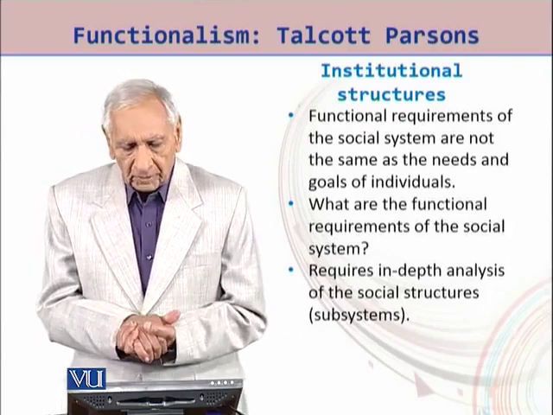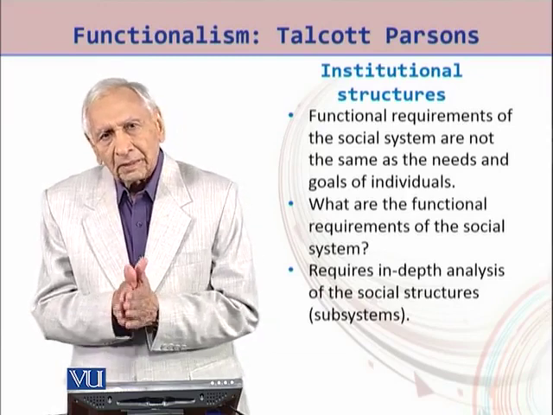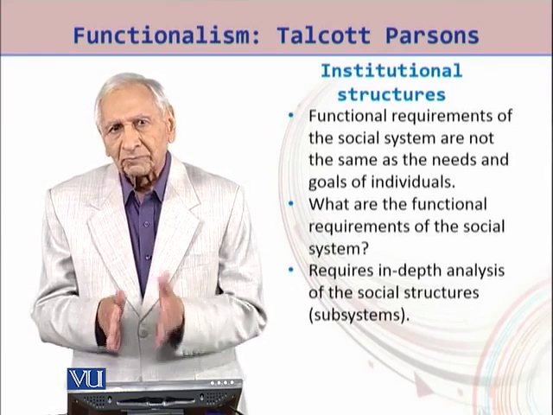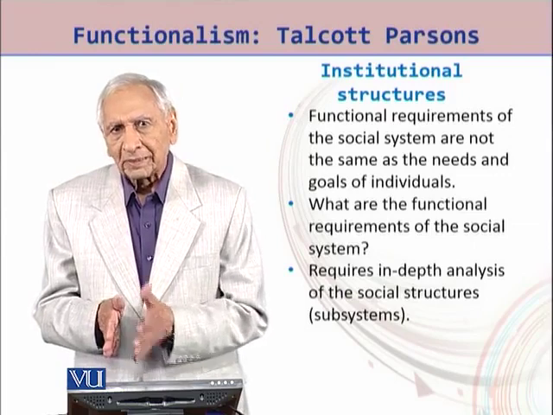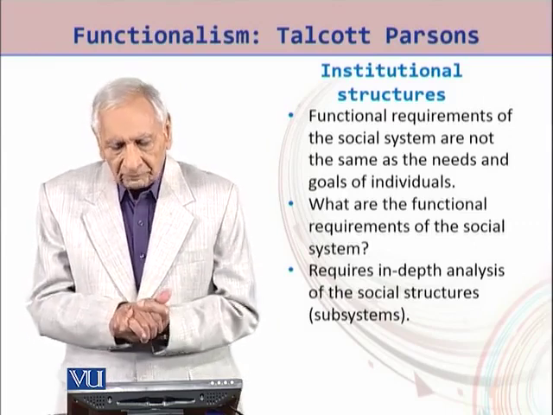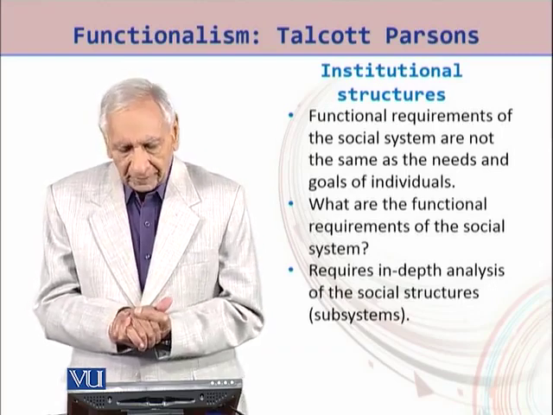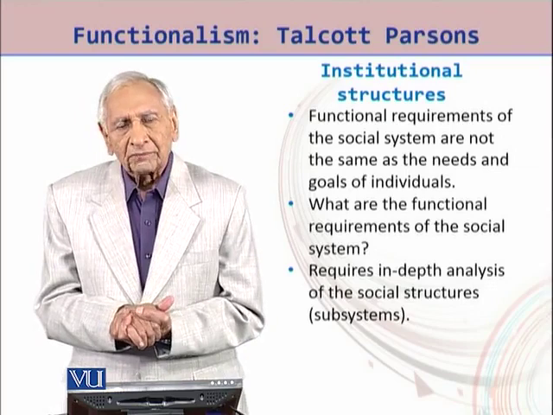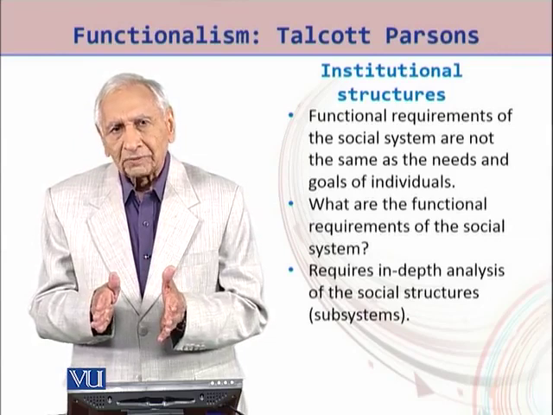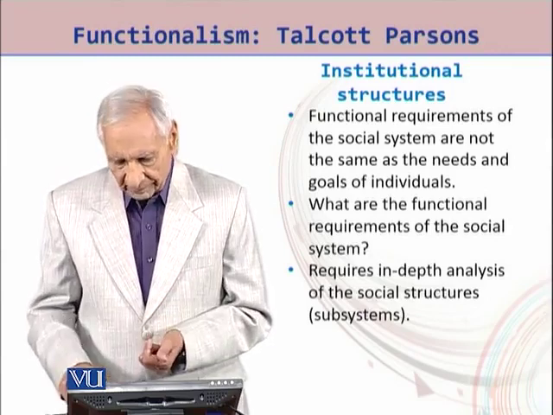So there are functional requirements of the social system, and these requirements are in line with the needs of the individuals and the needs of the system. And sometimes we see the needs of the individuals may not correspond with the needs of the social system. So what are the functional requirements of the social system? Now, this requires an in-depth analysis of the social structure of the system. And in this bigger system of the society, there could be, and there are, many subsystems.